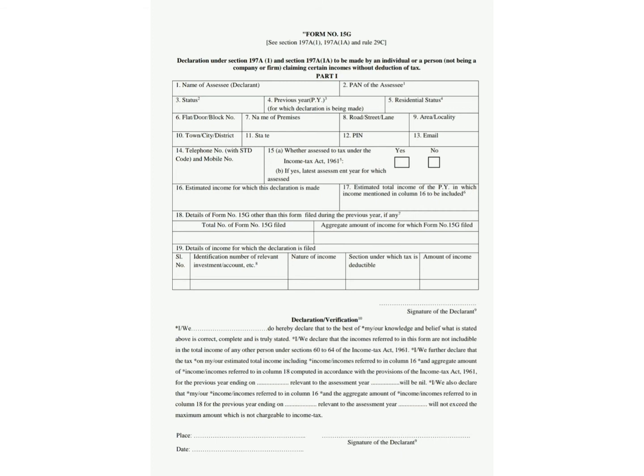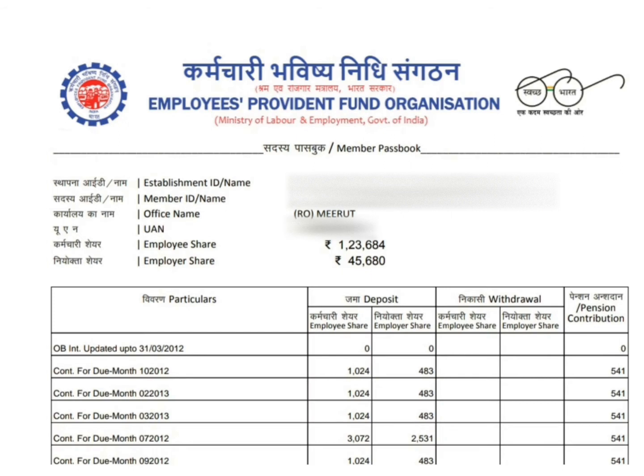Now 16 number point, this is also an important one. Estimated income for which this declaration is made. Okay, so this is the declaration. The form is asking for the declaration amount for which you are applying for this form. Why you are submitting this form? For this amount. So this is printed on your PF passbook. Just see here, employee share and employer share. Total of this amount you have to write on 16 number point.